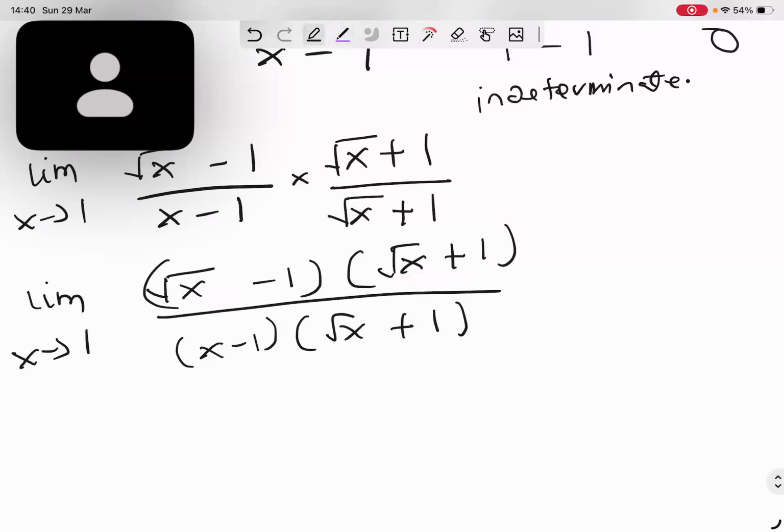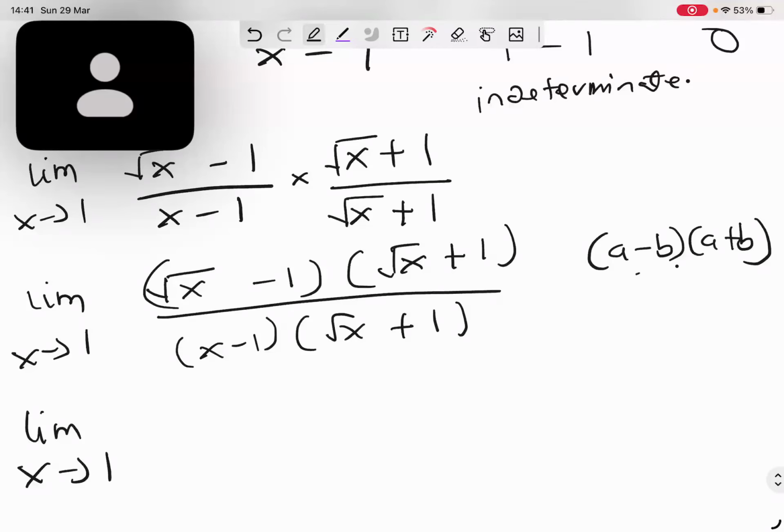So from the top, I have the limit as x approaches 1. Now we have algebra on our hands. If I look at the top, it looks like something of the form a minus b times a plus b. The terms are the same. The only difference is that the signs between them are alternating. This is known as the difference of two squares. If I multiply a minus b by a plus b, the answer is always a squared minus b squared.